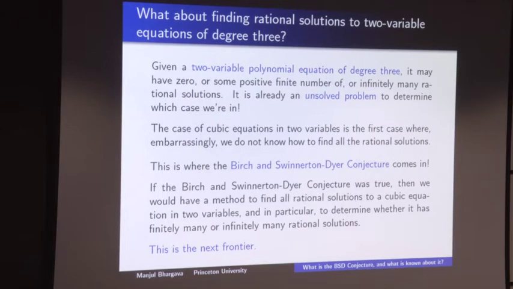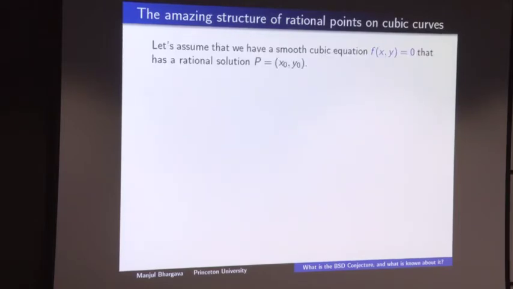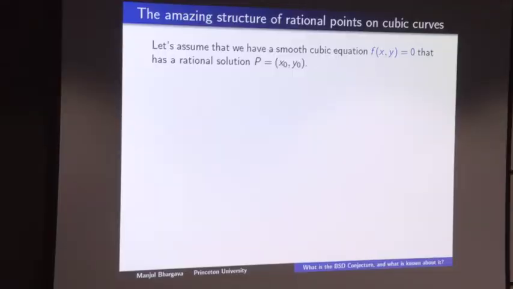Okay, so what is the Birch and Swinnerton-Dyer conjecture? It turns out that cubic equations in two variables are special, not just because they're the first case that we don't know how to do, but it's also the first and only case where there's suddenly a structure to the set of rational points on a cubic curve. This doesn't happen in any other degree when we're talking about two variable equations, in that the set of rational solutions is not just a set, but it has extra structure where you can add solutions and create new ones. And that only happens for these cubic equations in two variables.